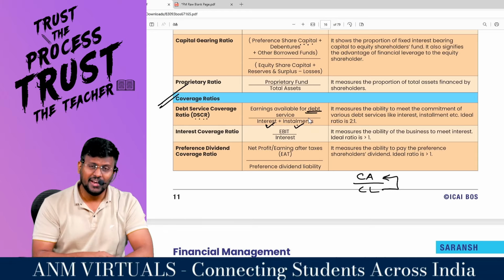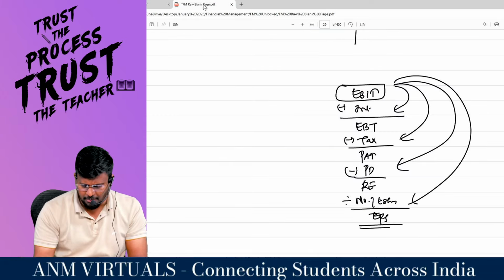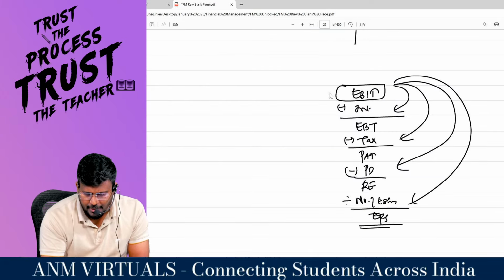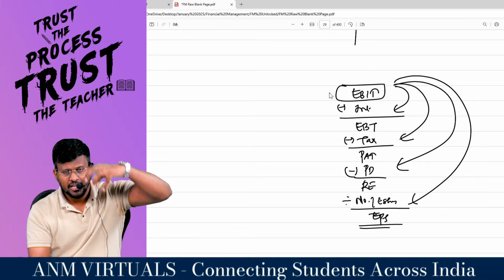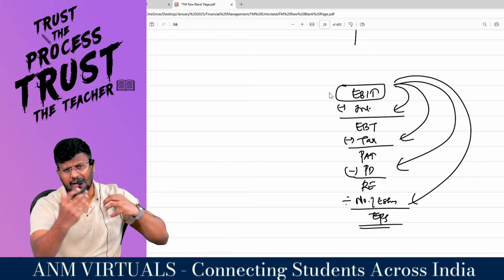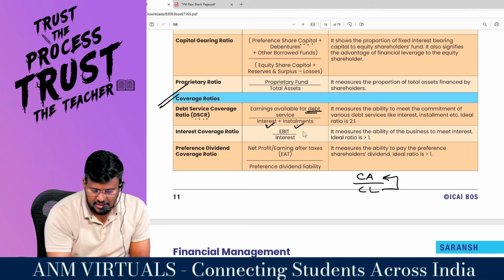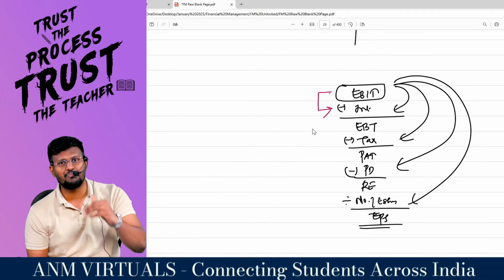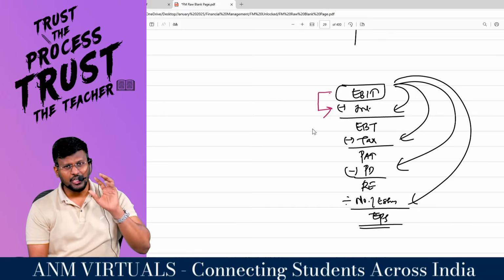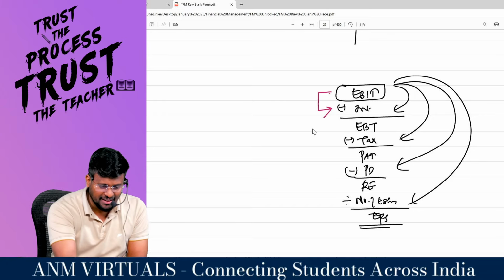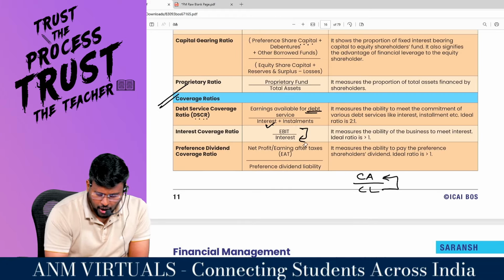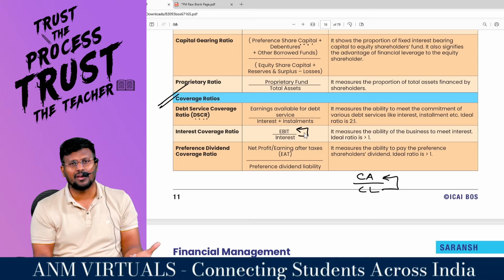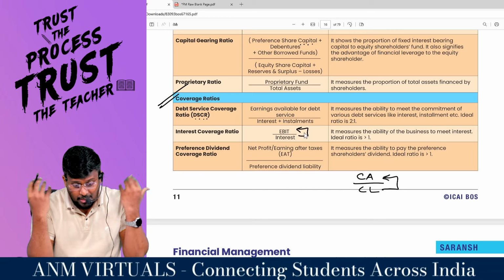Enjoying, sir? Next one is the interest coverage ratio. Very simple. Look here, from where will you pay the interest? From EBIT only I will pay the interest. Because if I have sufficient EBIT, from that I will pay the interest. That's why interest coverage ratio is equal to EBIT divided by interest, numerator over denominator. In order to pay the interest, how much EBIT am I having? Because I will pay the interest from the EBIT.